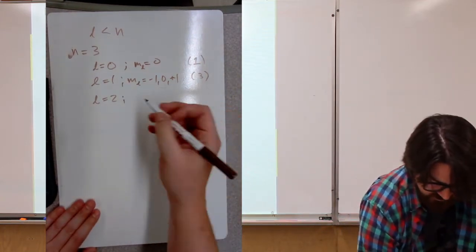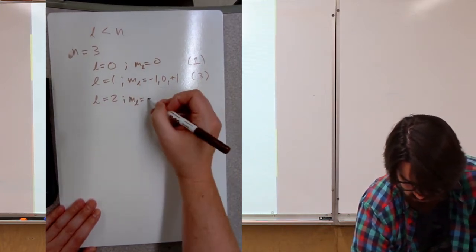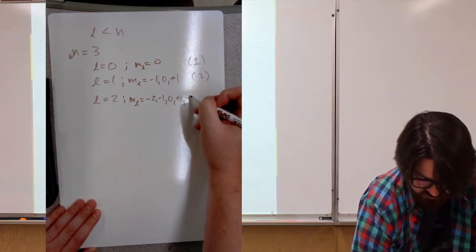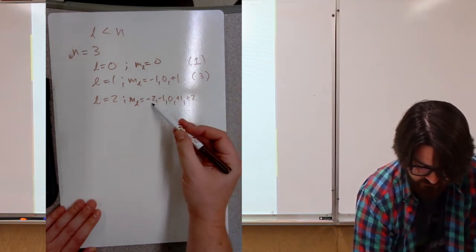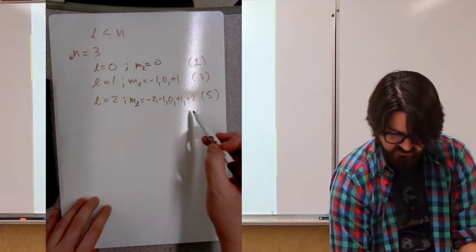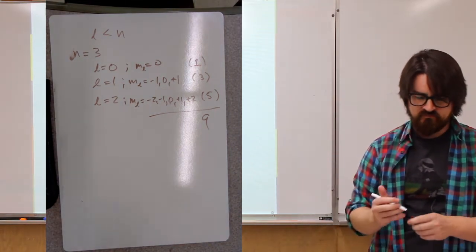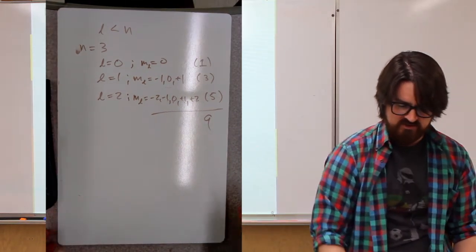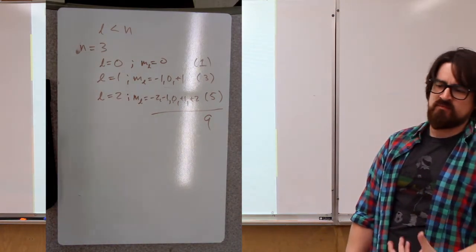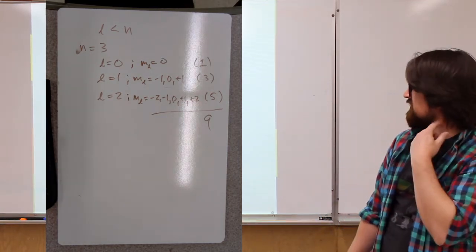And then finally, if L is equal to 2, m could be minus 2, it could be minus 1, it could be 0, it could be plus 1, it could be plus 2. 1, 2, 3, 4, 5 states there. So the total possible amount of states, 1, 2, 3, 9. There you go. Not all that complicated, but there are these rules for which states are allowed, which values of L and M are allowed, depending on what the principal quantum number is, what n is.